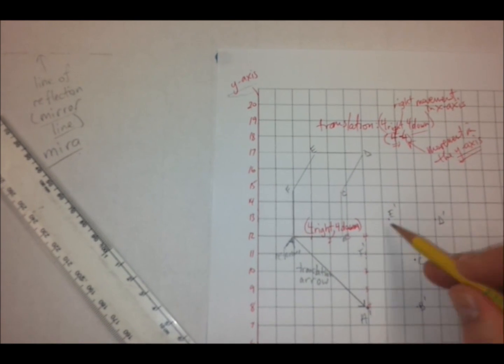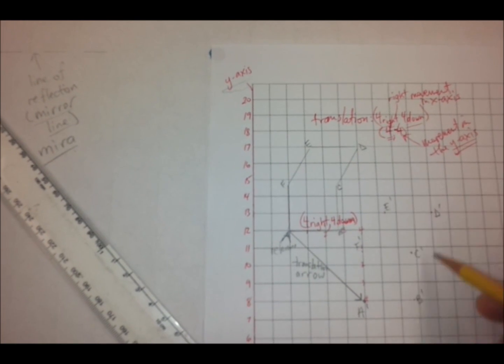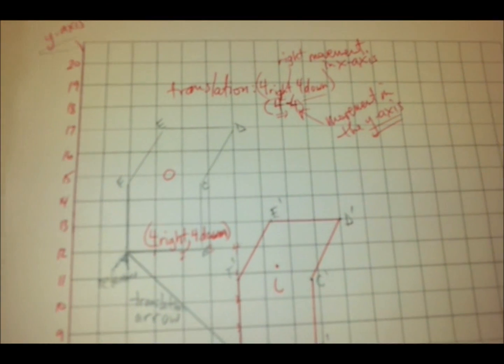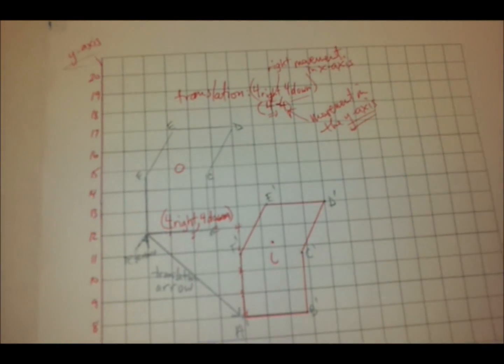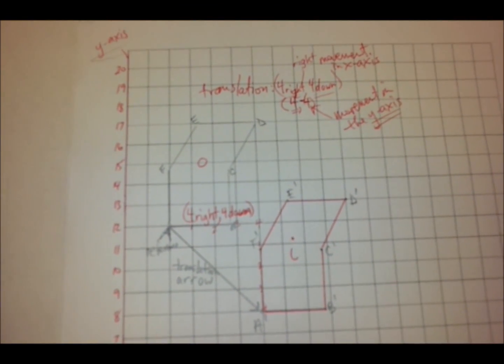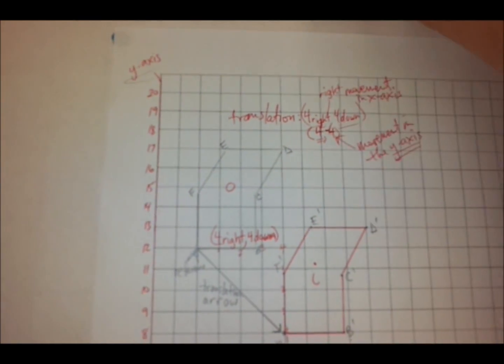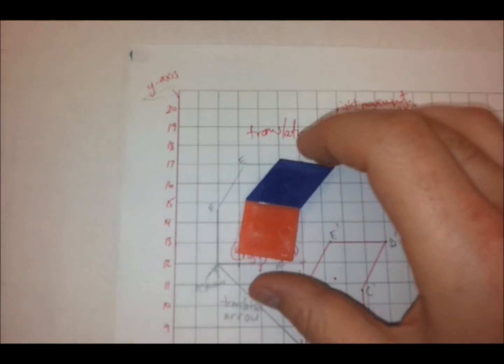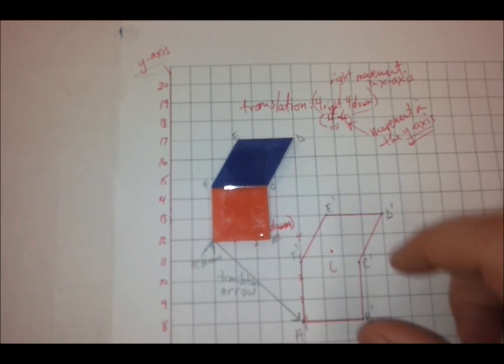And if you look, we've labeled all of our points. Now it's just a matter of connecting the dots to form the image. So here's the final solution that shows the translation of 4 right, 4 down from our object to our image.